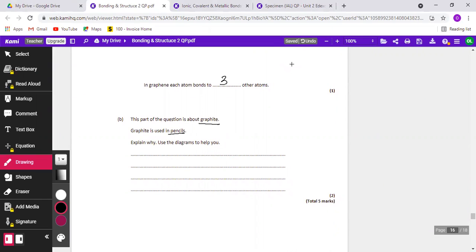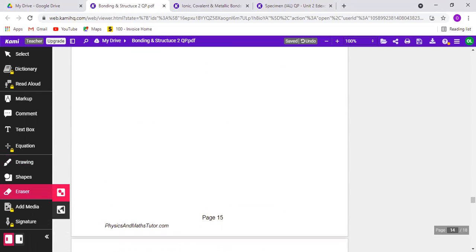This part of the question is about graphite. Graphite is used in pencils. Explain why, using the diagram. Use the diagram to help you. Now, it is used in pencils, so when you provide force to the tip, the pencil writes.